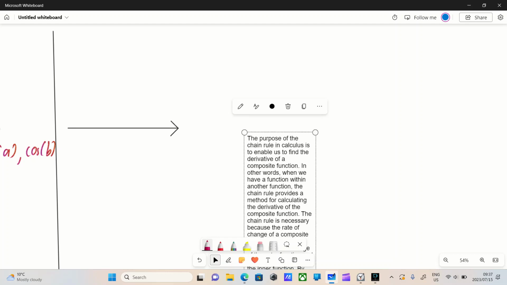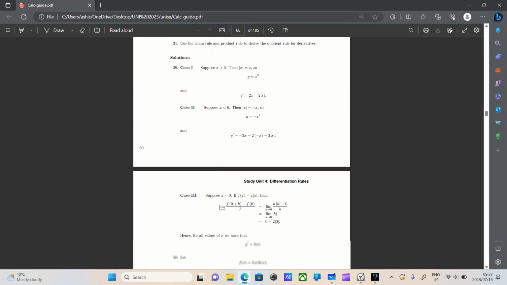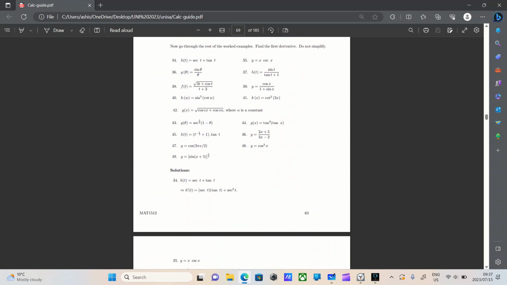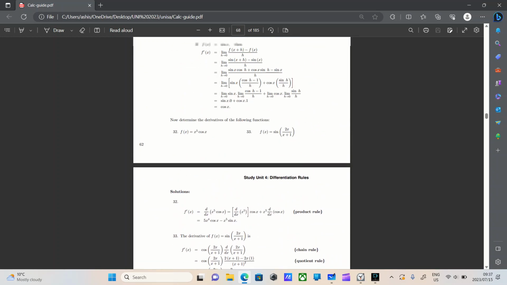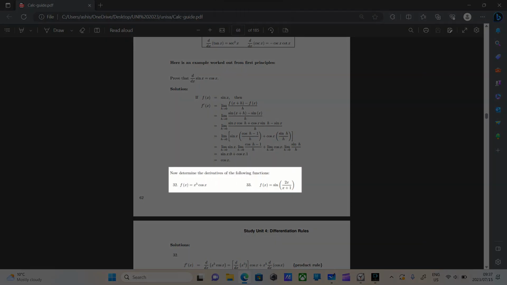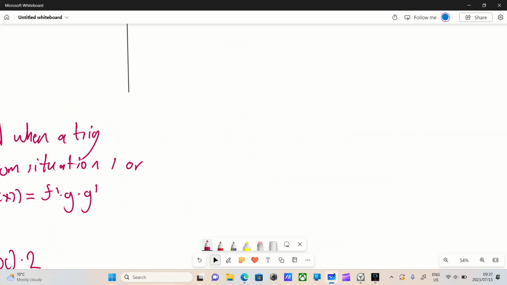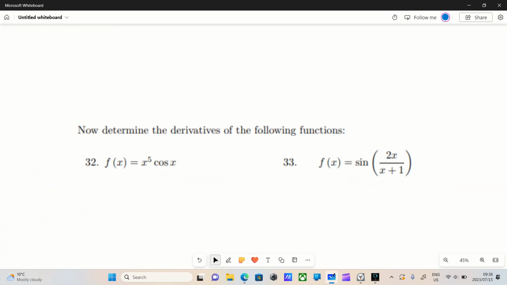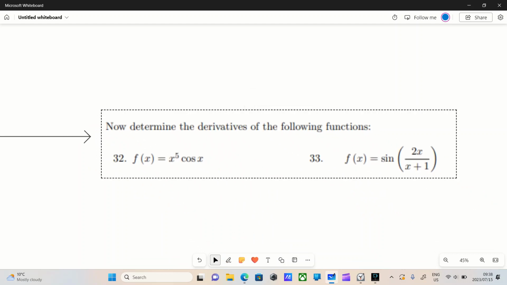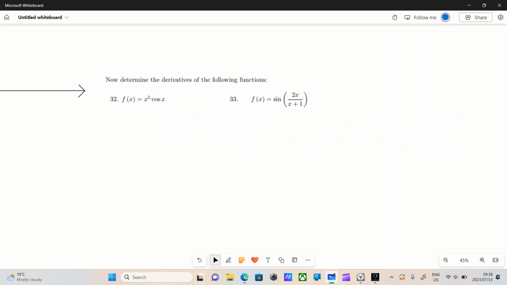Do I have my examples here? No, I don't. So let me go ahead and see if I can find it. Here we go. So I'm just going to pull these values. So let's determine the derivative.